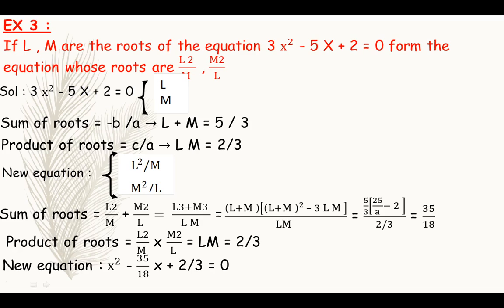You can leave it as it is, or you can add another step. Here we have to get rid of both of the denominators, 18 and 3. So we will multiply all the terms of the quadratic equation by 18. Multiply the equation by 18. It will be 18x squared, and negative 35 over 18 multiplied by 18. 18 will cancel 18, and it will be negative 35x.